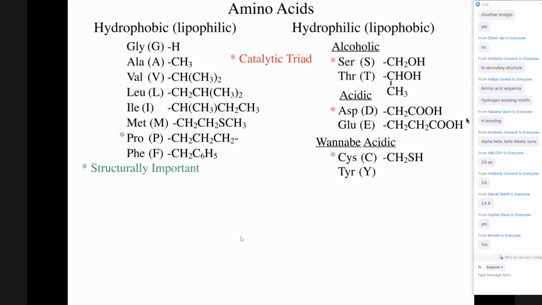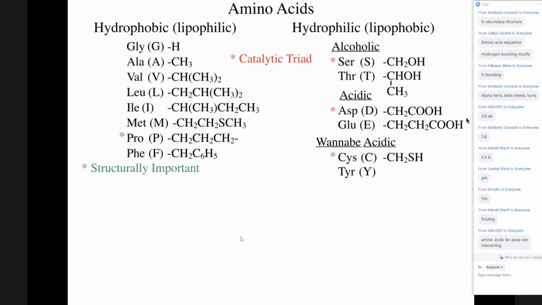What's the difference between secondary and tertiary? Because tertiary can definitely be based on H bonding as well. Folding and side chain, exactly. Interactions of the side chains cause this, and they can be far away, meaning not physically, they have to be close enough to form a bond, but far away in the sequence.